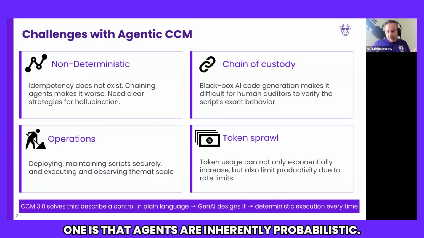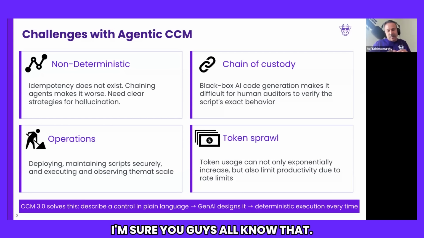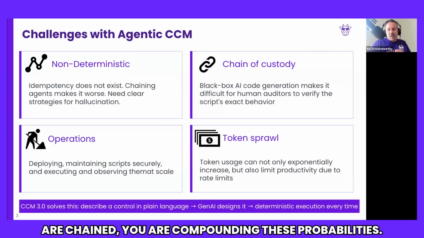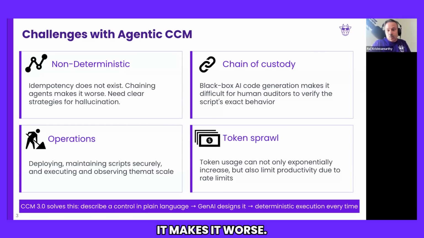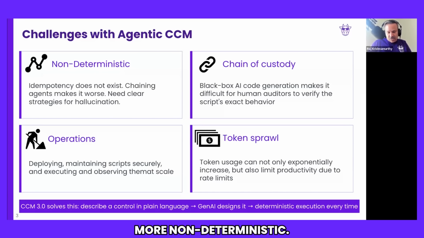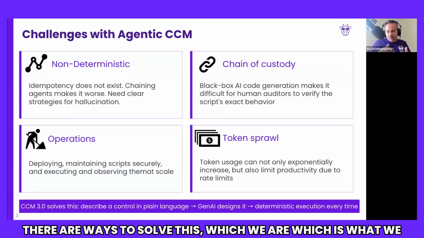agents are inherently probabilistic. I'm sure you guys all know that. The problem fundamentally also becomes that because agents are chained, you are compounding these probabilities. It makes it worse. So 90% of 90% is 81%, as you all know. So as you chain these events, they become more and more non-deterministic. There are ways to solve this, which is what we are also going to talk about.